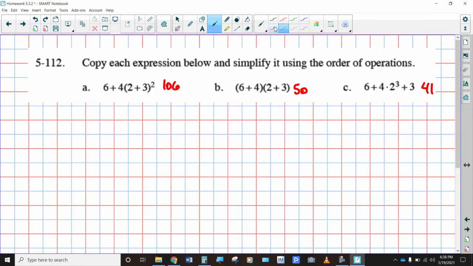All right, another PEMDAS type of problem. Solving numerical expressions using the order of operations. We start with parentheses, then go to exponent, then do multiplication or division, and finish it all up with addition or subtraction. Now, I want you to notice something here.